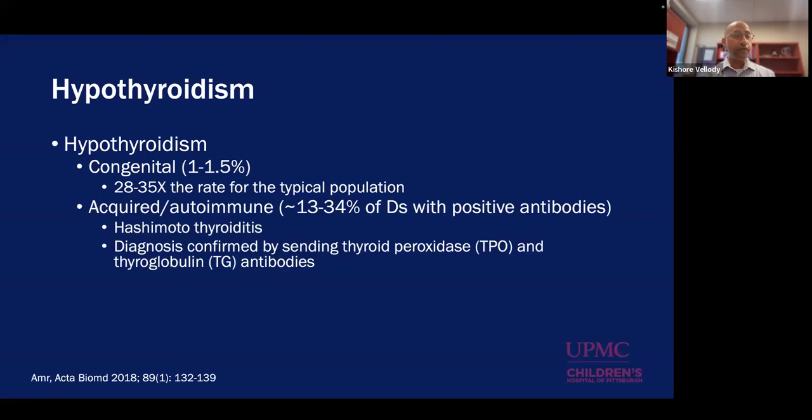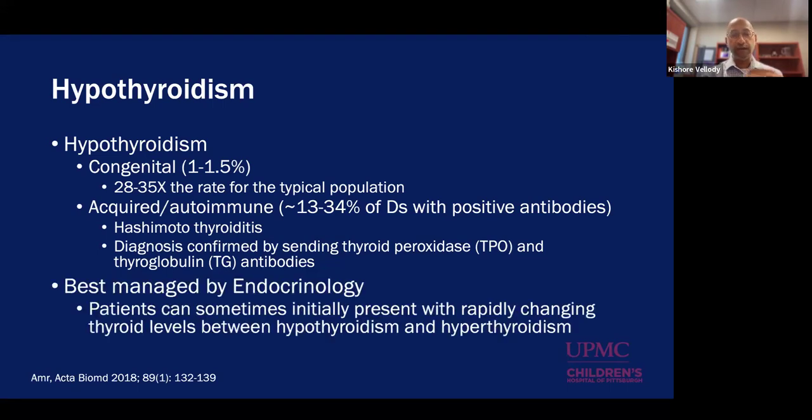And then even if they don't have it when they're born, they can acquire it later in life. And this is usually an autoimmune attack on the thyroid gland in the neck. So it's got an interesting name called Hashimoto thyroiditis. All that means is that there are antibodies in the bloodstream that are attacking the thyroid gland. And you can actually send labs looking for those specific antibodies, and they're called thyroid peroxidase or thyroglobulin antibodies.